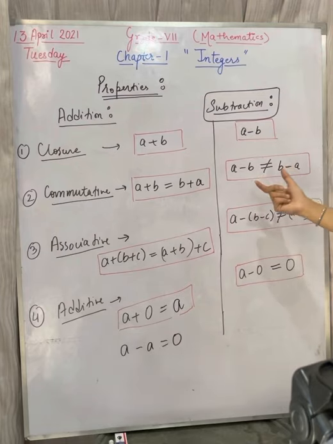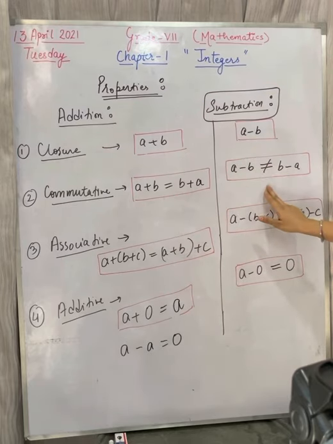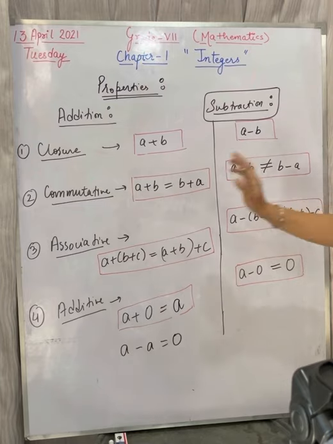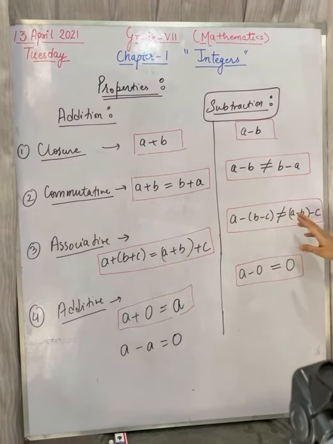Sometimes the value will change, sometimes the sign will be different, so they will never be equal. In addition, they are equal. In subtraction, they are never equal. Associative property: here they were equal, and when I subtract, (a minus b) minus c is never equal to a minus (b minus c).